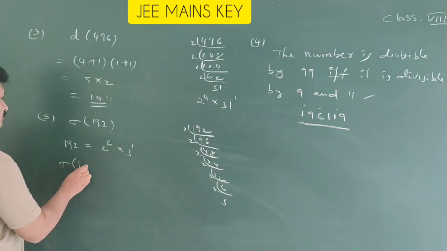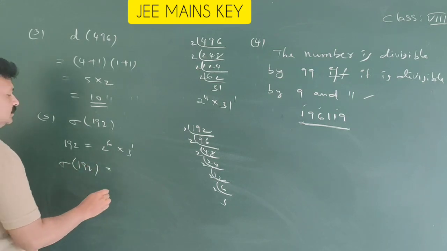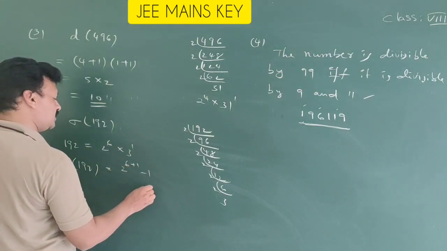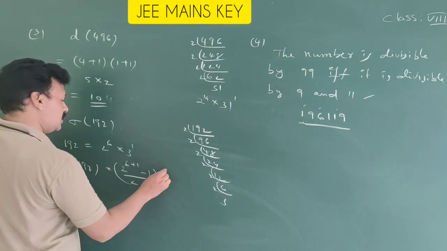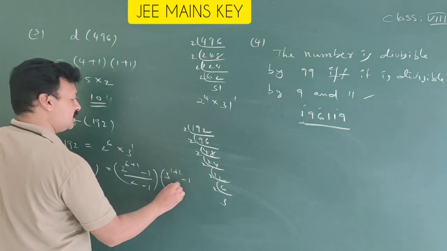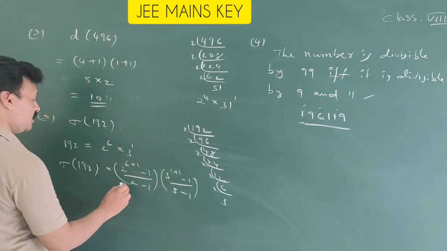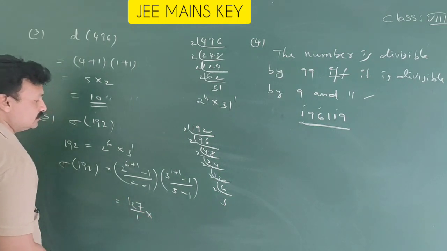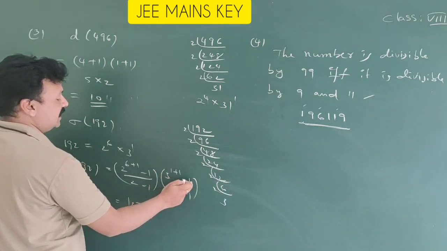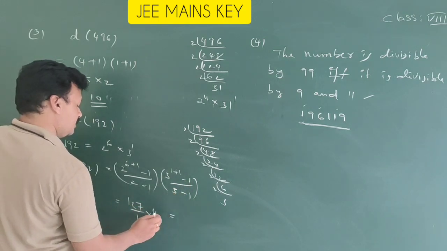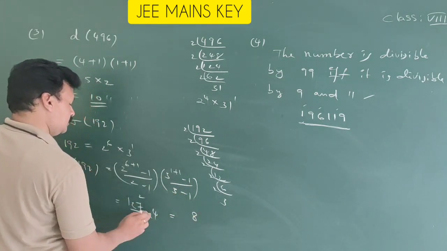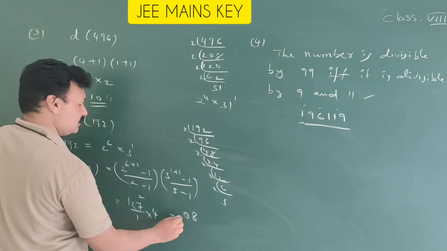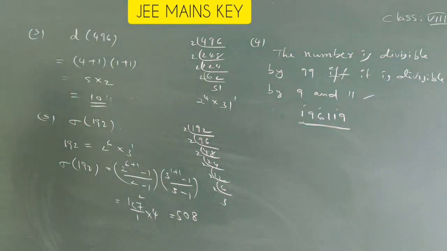So sigma, the sum of divisors of 192, equals (2 power 6 plus 1 minus 1) by (2 minus 1) into (3 power 1 plus 1 minus 1) by (3 minus 1). That is 2 power 7, 128 minus 1, 127 by 1, into 3 square, 9 minus 1, 8 by 2, which means 4. So 508 is the required answer for the fifth one.